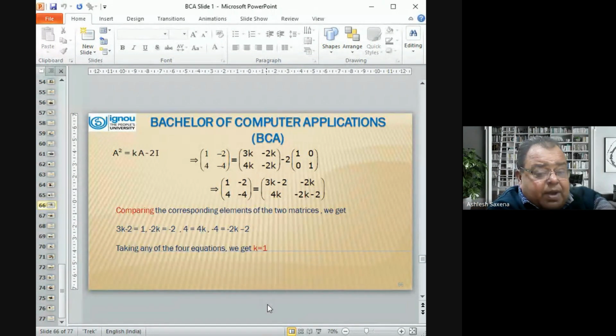I have compared these matrices because the equal sign is there, and on the left hand side as well as on the right hand side, the matrices are of the same order. Comparing can only be done if the order is same. Anyone? What I've done?